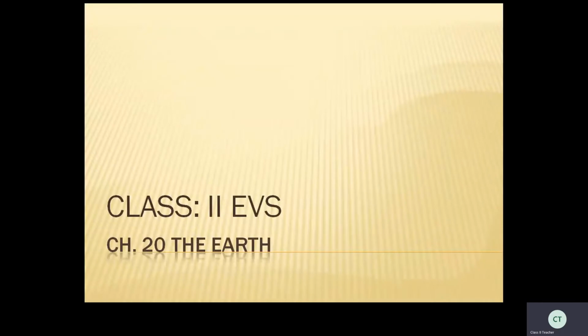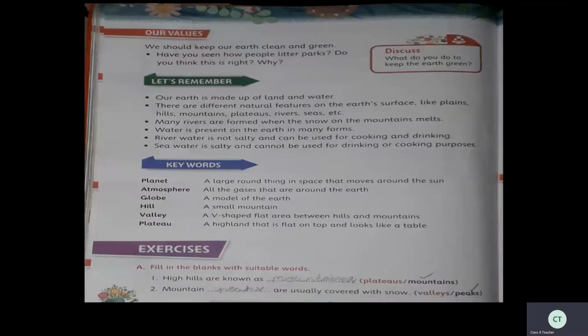Now we are going to learn about our values. We should keep our earth clean and green. Have you seen how people litter parks? Do you think this is right? Children, when you play in the park, you can see some people, after eating, throw waste materials or papers simply in the park. Is it right or is it good? No, we should not do that.